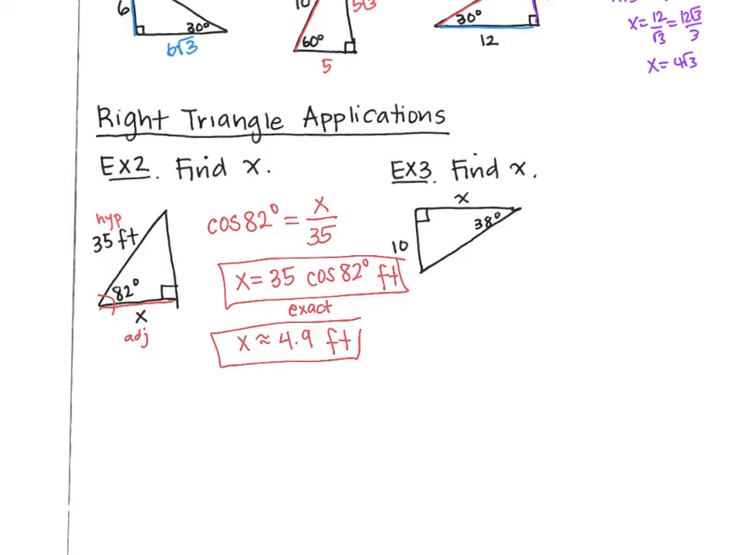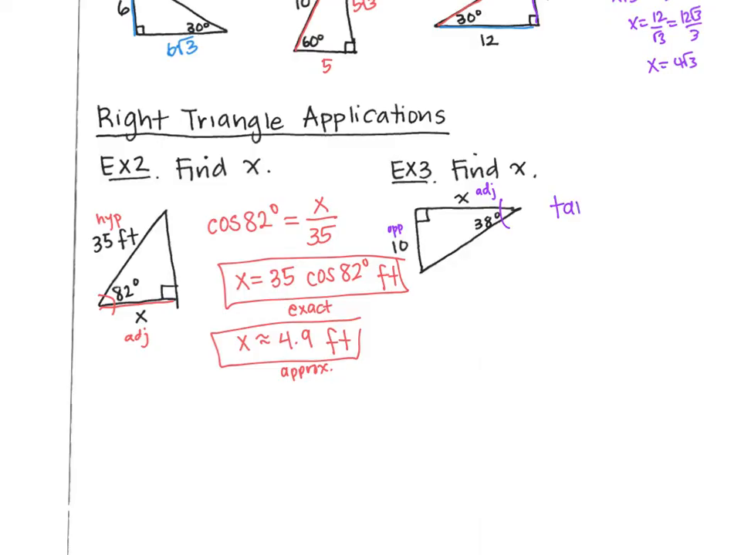Okay, and this is an approximate or a rounded answer, which I don't often ask you for, but WebAssign does often ask you for it, as does your geometry teacher. Okay, example 3 is very similar. I'm going to look and see the angle I'm given is the 38 degrees. From the 38 degrees, I can see that the 10 is the opposite side, and the x is the adjacent side. So opposite adjacent, I must be using tangent.